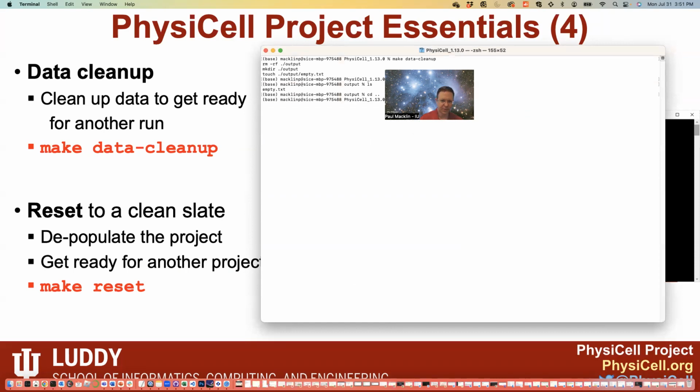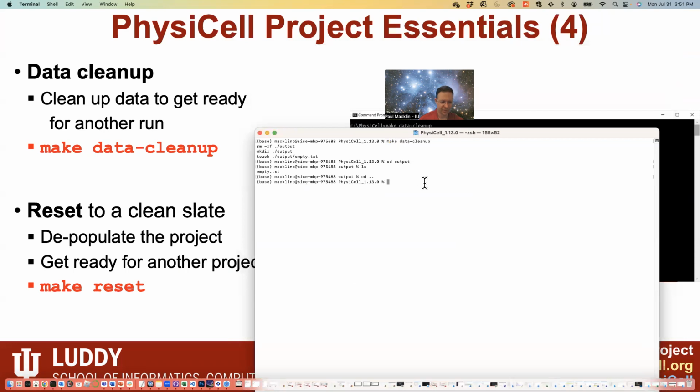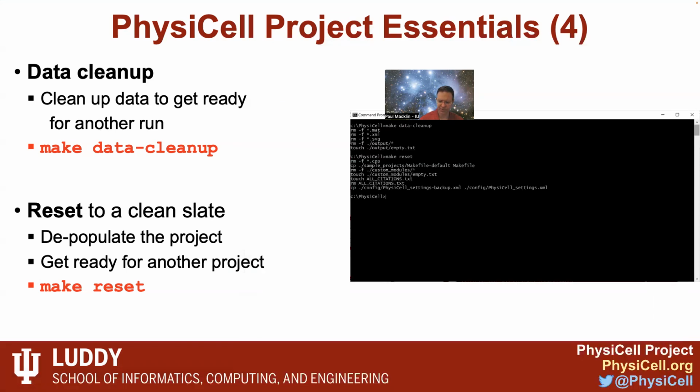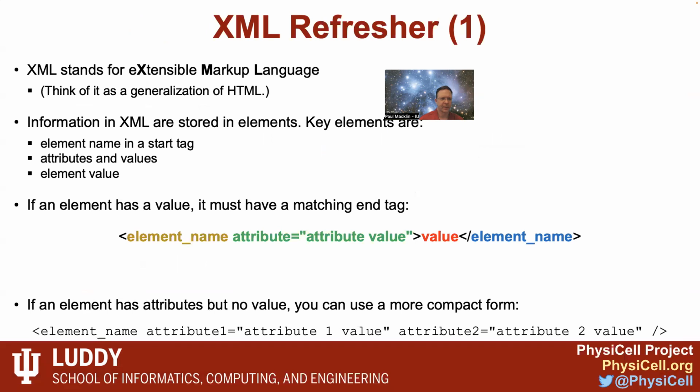And now let's say we want to switch projects. Well, before we do that, we have to depopulate this project. We have to get back to a blank slate. This is a common mistake, to forget to do this. So type make reset. And now everything's back the way we found it when we downloaded PhysiCell. Then we type make list-projects again and see all these projects that are available to us. And so let's get some practice now.